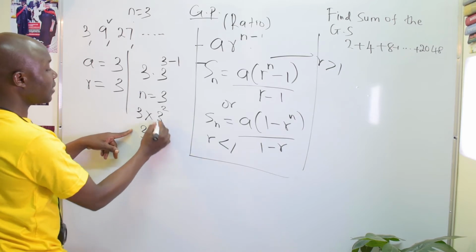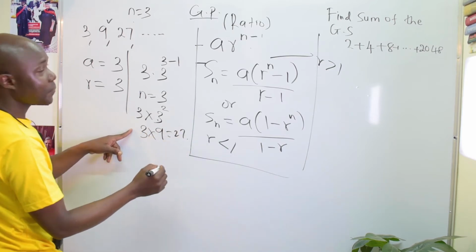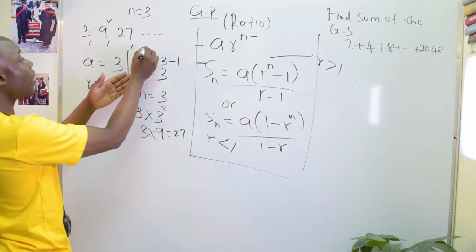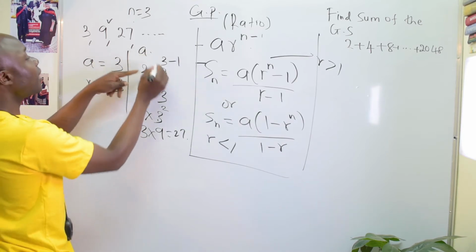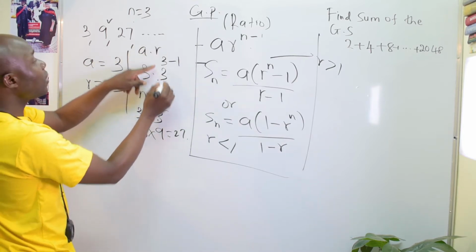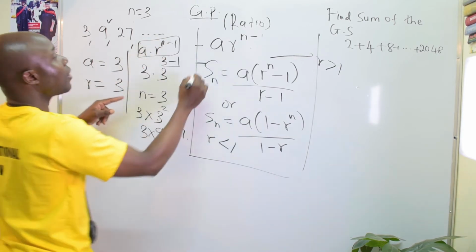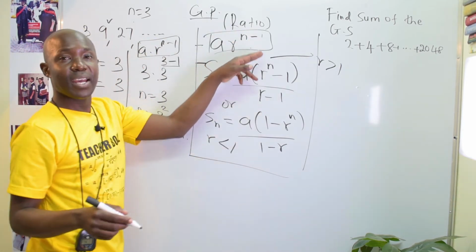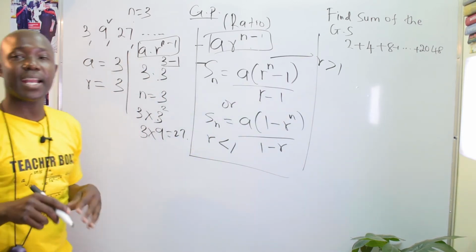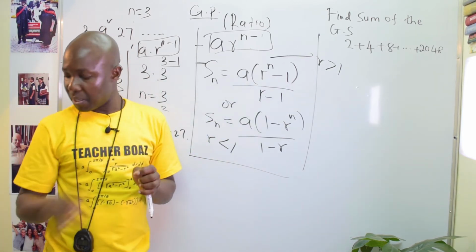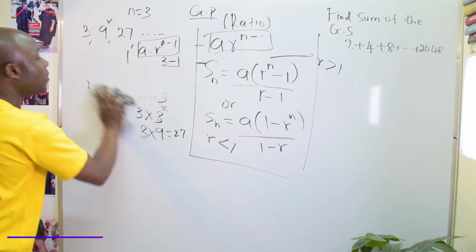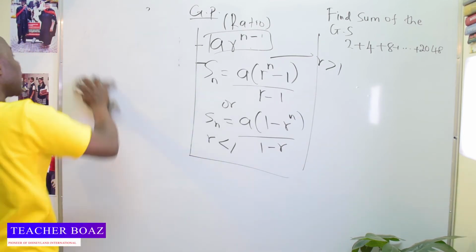So it is 3 times 9, which is 27. So this A stands for A, this 3 stands for the common ratio, then this 3 is n minus 1. So this is the formula I was trying to write for you, that the nth term should be A times R to the power n minus 1. Please remember that.